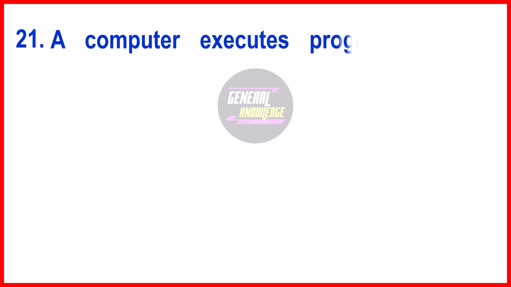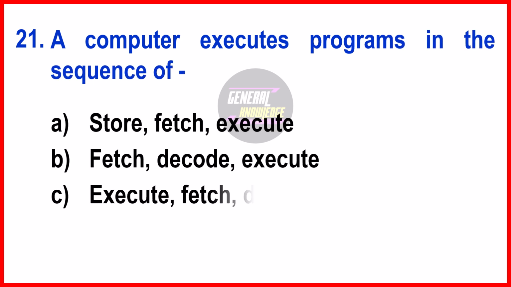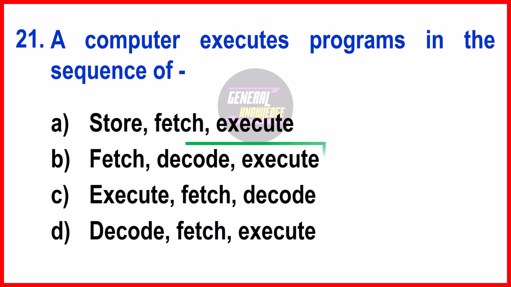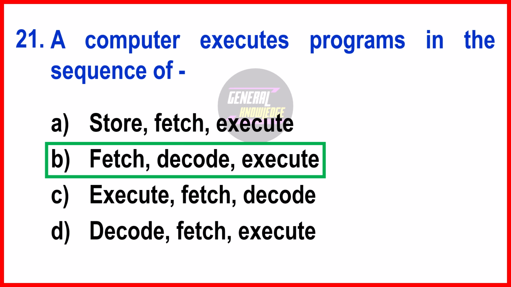A computer executes programs in the sequence of. The right answer is option B, fetch, decode, execute. A process often called the instruction cycle or the fetch, decode, execute cycle. During the fetch stage, the CPU retrieves an instruction from memory. In the decode stage, it interprets the instruction to understand the operation. And in the execute stage, the CPU performs the actual processing required by that instruction. This cycle repeats continuously for every instruction in a program.